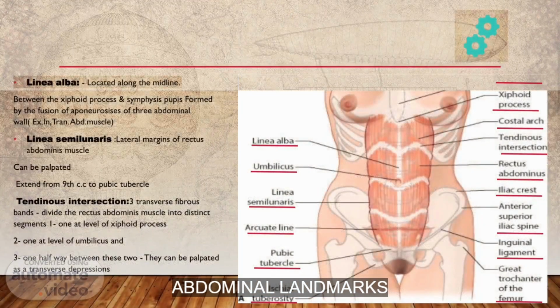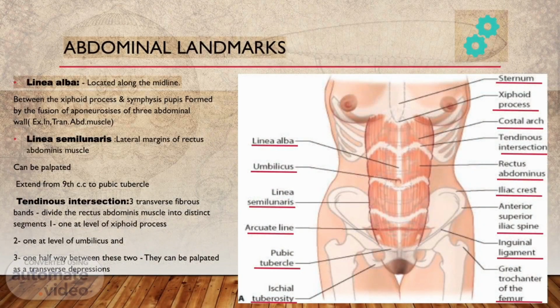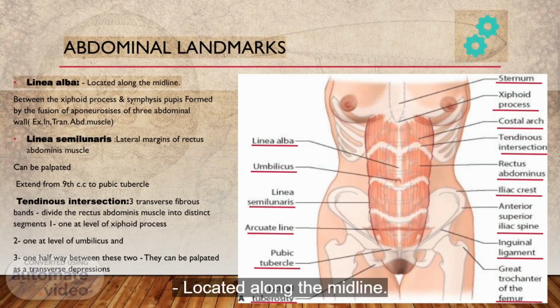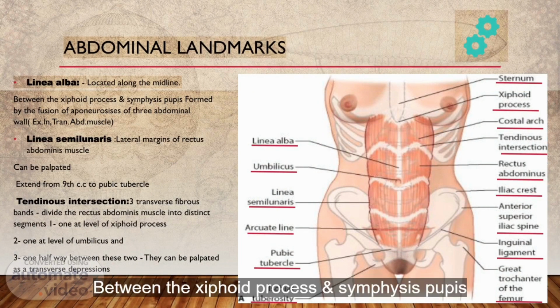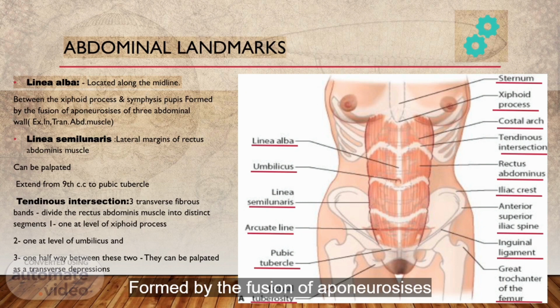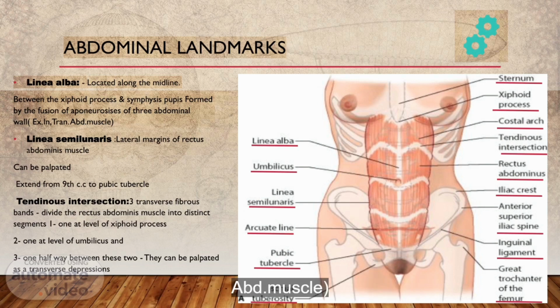Abdominal landmarks. Linea alba. Located along the midline between the xiphoid process and symphysis pubis, formed by the fusion of aponeuroses of the 3 abdominal wall muscles.